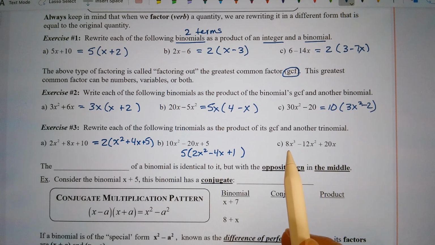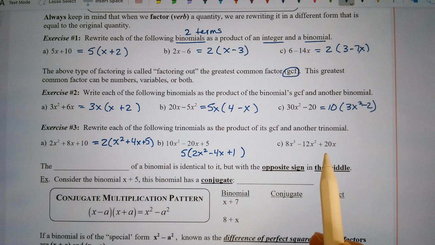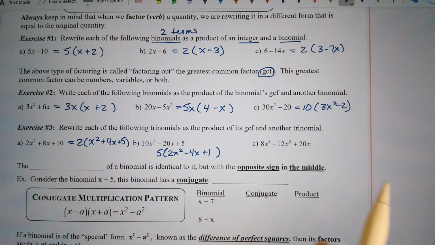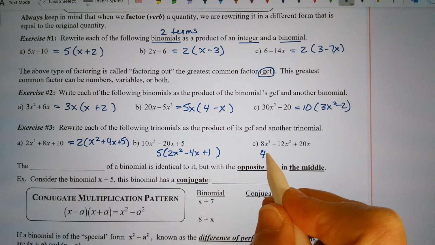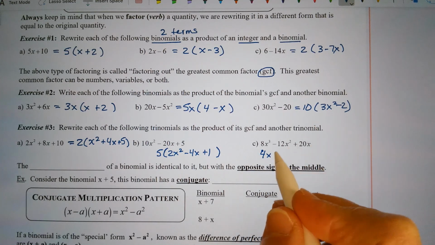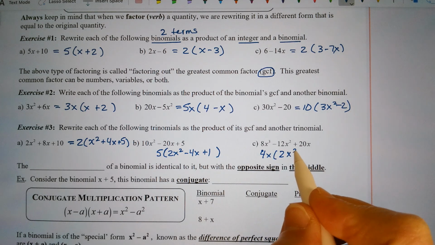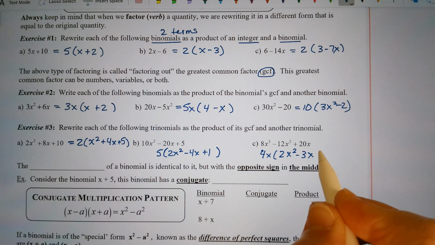Greatest common factor to 8x cubed, negative 12x squared, and positive 20x. Well, to the coefficients, they all have a factor of 4, and to the variable x cubed, x squared, x, they all have an x. So 4x, and our trinomial would be 2x squared minus 3x plus 5.